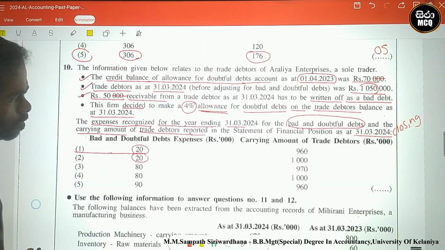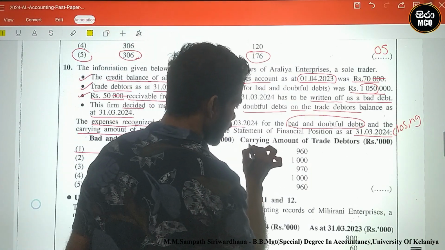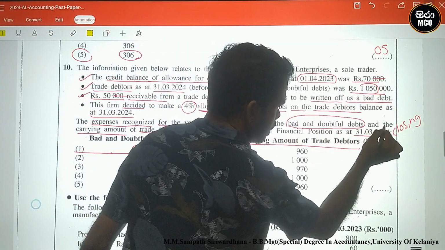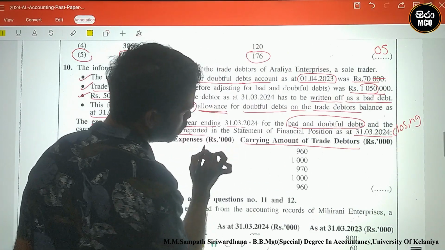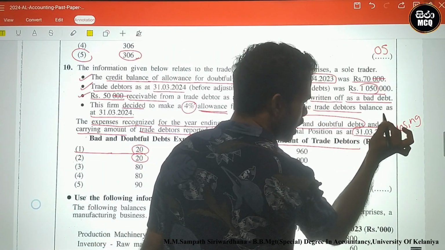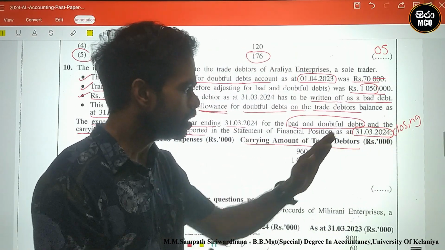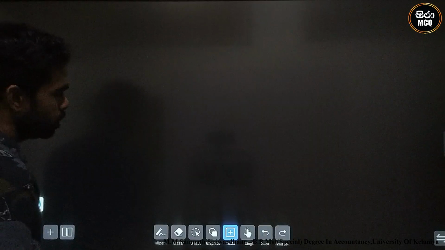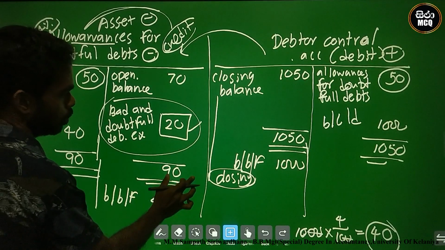20. We must calculate this next. What is this? Carrying amount of trade debtors. Which date? Look here. The carrying amount of trade debtors reported in the statement of financial position as at 31st March 2024. Carrying amount means the final closing balance. What is the method for carrying amount calculation? This is the carrying amount calculation. Look here.